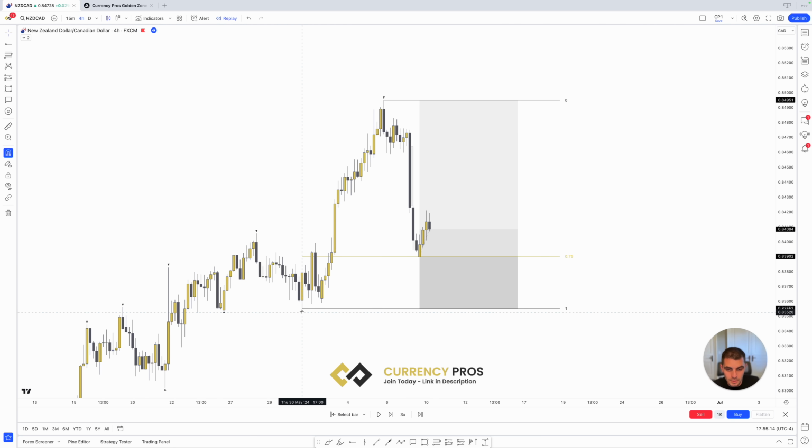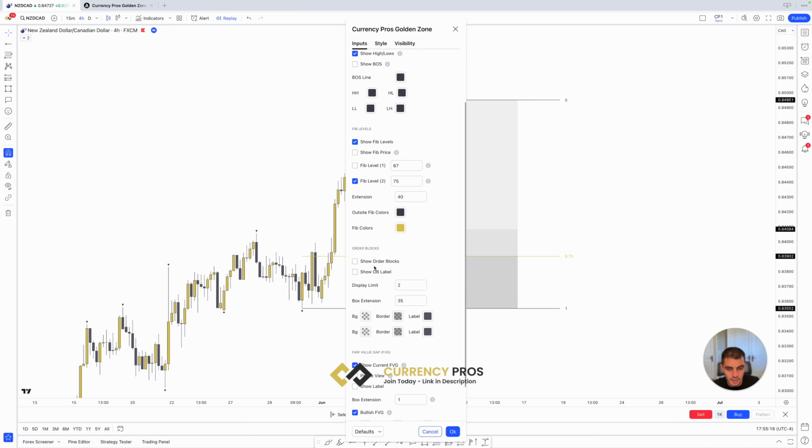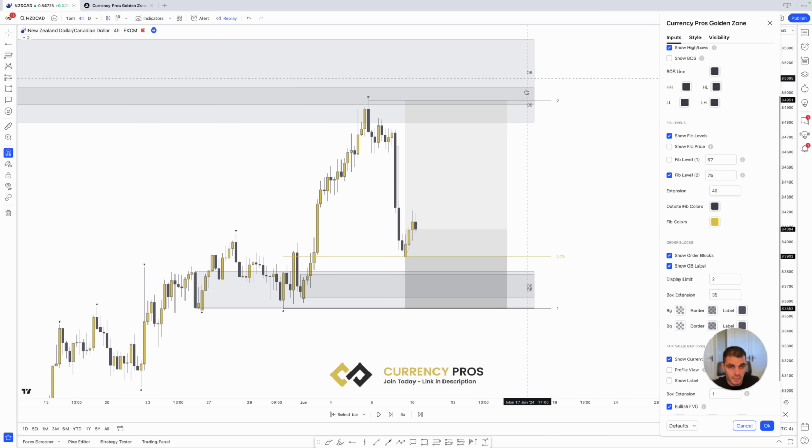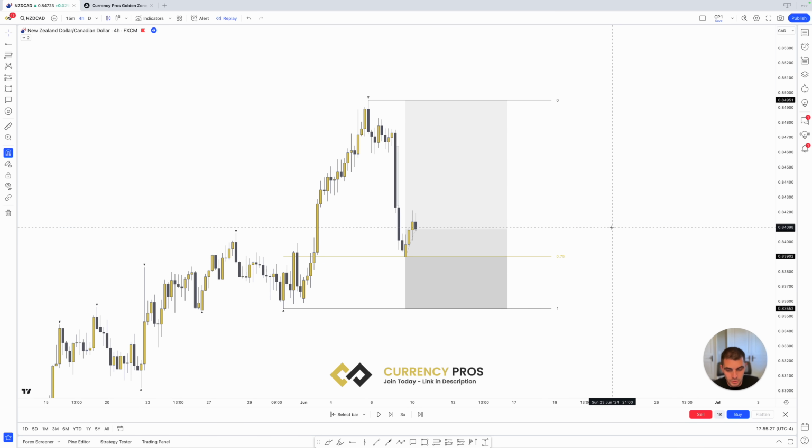Now, just for reference, the Currency Pros indicator also has an order block section. If I enable that, you'll see the order blocks with an OB label on the chart. So for those of you who want to visualize that, it's definitely there. For me personally, I can visualize it on my own. I don't need the indicator to show me, so I keep it disabled on my chart, but it's all personal preference. Now, anyways, back to the trade.